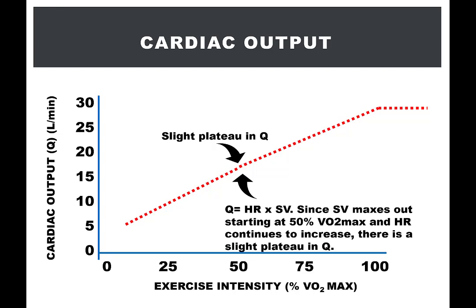So if I ask the question, which of the following factors contribute to an increase in cardiac output from 50% VO2 max intensities to 100% VO2 max intensities, the answer would be an increase in heart rate, and that's it. If I asked which of the following factors contribute to an increase in cardiac output from rest to 50% VO2 max intensity, the answer would be both an increase in heart rate and an increase in stroke volume.